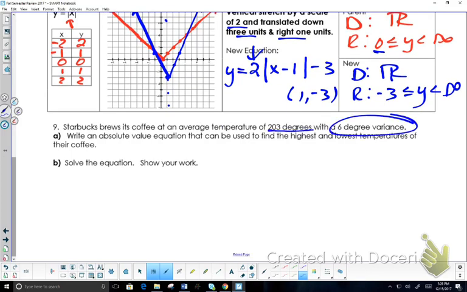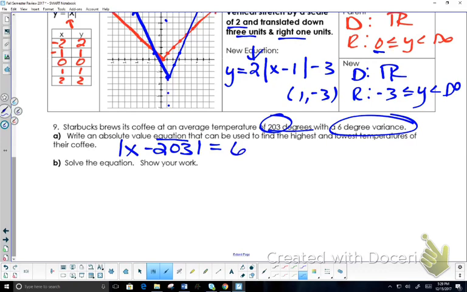So we want to write an absolute value equation that can be used to find the highest and lowest temperatures of their coffee. So that being said, equation, that's always important. X, whatever this value is, that starting temperature, we're going to put on the inside. Remember, insiders lie. And then it's going to equal, what's our variation? It's going to be a 6-degree variation.